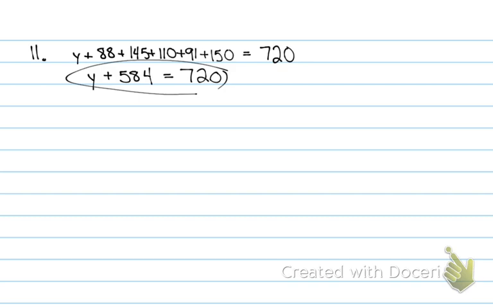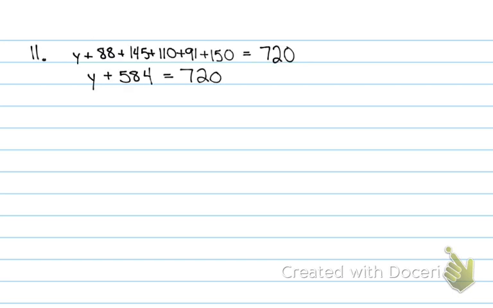Oh, goodness. Leave it to Miles to ask the one. That's okay. That's a great question. All right. So now what do I do to both sides? What do I do to both sides to solve? Subtract 584. Okay. Subtract 584 from both sides. Okay. And what do you get? 136. Very good. Okay, let's look at number 12 now.